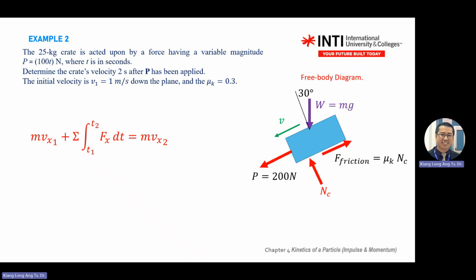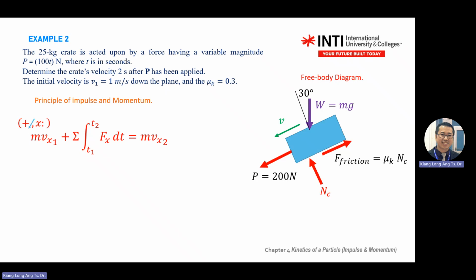Okay, the problem here is where the positive direction is. In this case, I follow the motion, going down is positive. You can use the normal, to the right is positive, going up is positive, but then you need to convert everything into sine and cosine. It's very troublesome. Follow the motion, follow the surface, and it will give you a better solution.